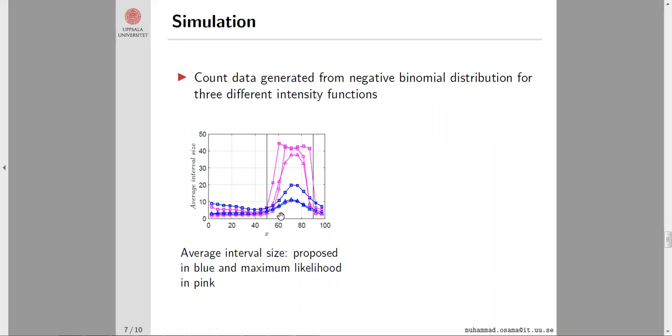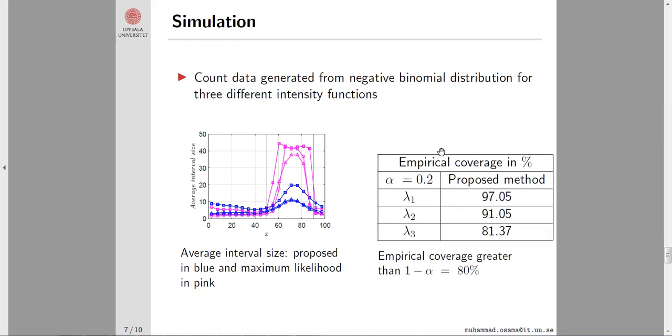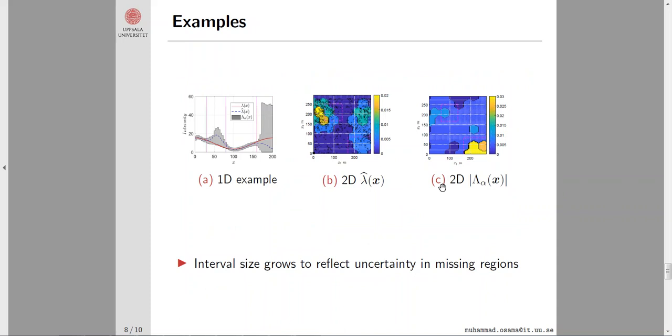Here we have a case where we generate count data using negative binomial distribution for 3 different intensity functions, and the data in this region is missing. You can see that the average interval size for the proposed method in blue is 4 times less than the average interval size produced by maximum likelihood. Moreover, the empirical coverage is greater than the set 80% coverage probability for all the intensity functions.